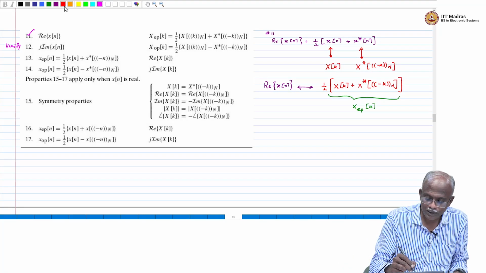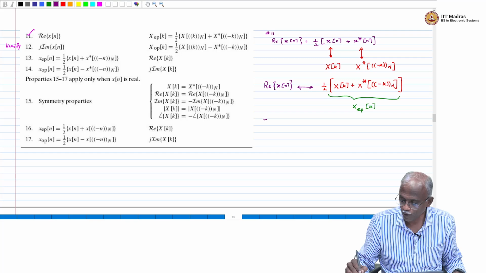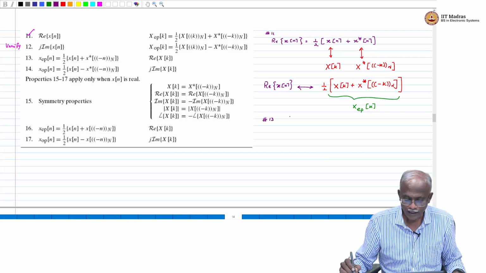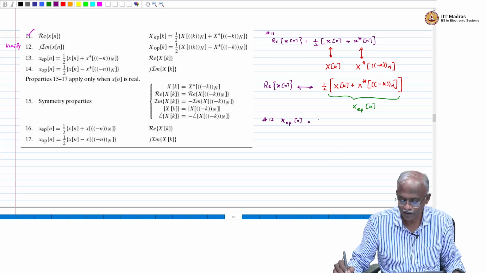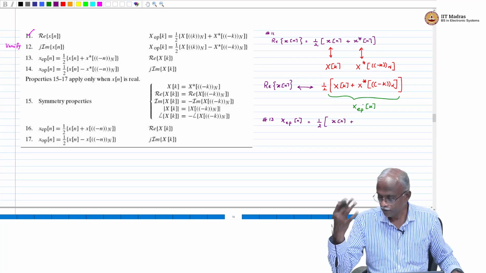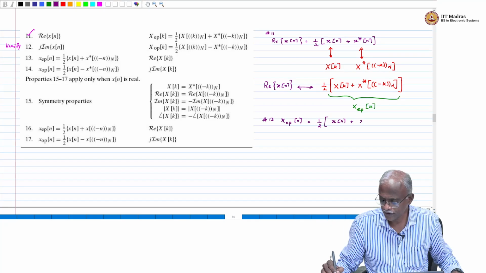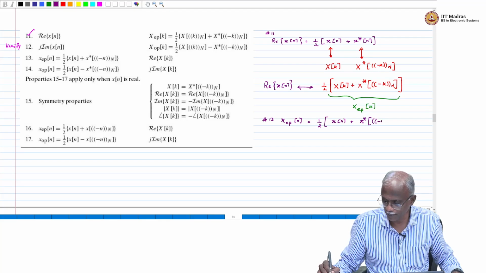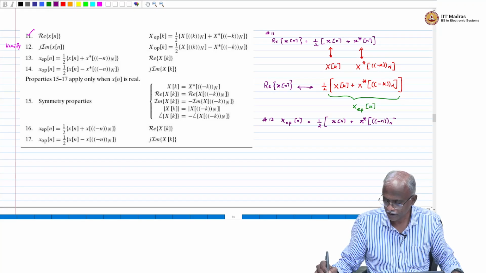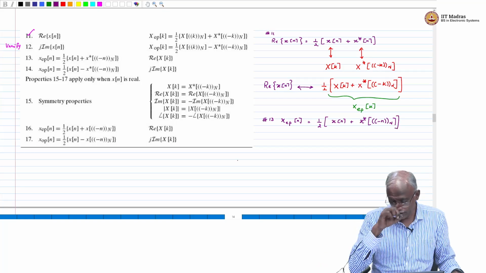Let's look at number 13. Property number 13. The even part of x of n is given by 1/2 of x of n plus, you have to time reverse the sequence, conjugate and time reverse. The time reversal has to be interpreted modulo n. So this is the corresponding relationship.